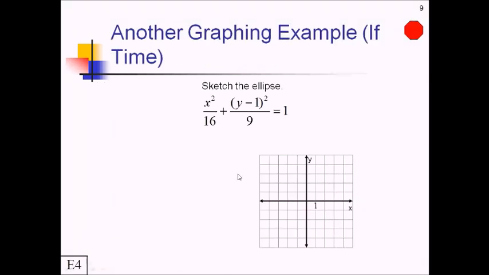We're going to do one more example with sketching. Pause the video and see if you can graph this one all on your own. Then we'll bring it back together. All right, so we got our center first. That would be 0, 1. So that'll be right here.